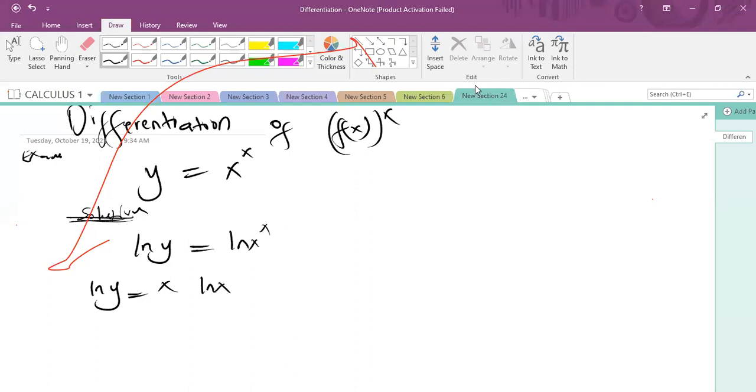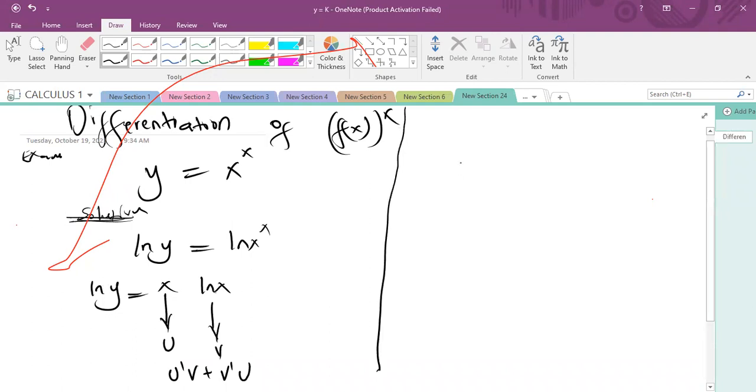Now, guys, this is an algebraic function, and this is a logarithmic function. So I will use the product rule to differentiate. I will let this one be u and let this one be v. And remember the product rule: u prime v plus v prime u. Okay, so what does that give?